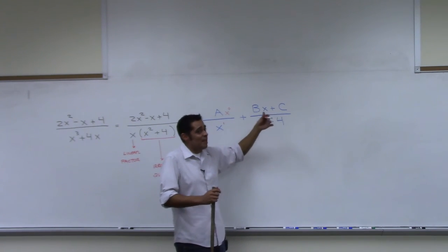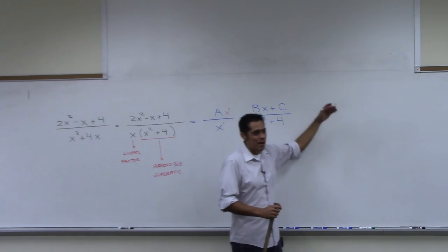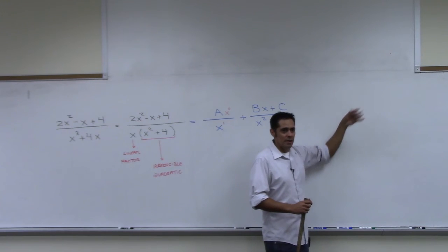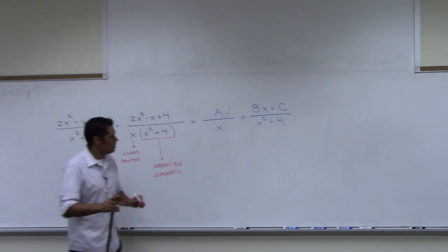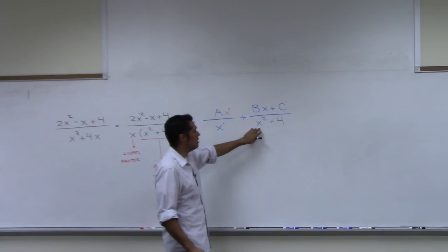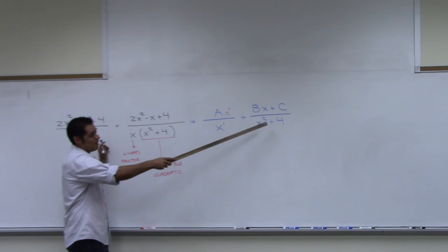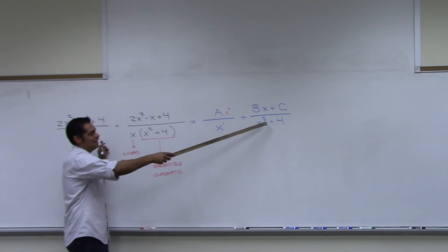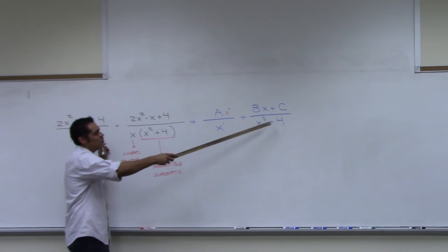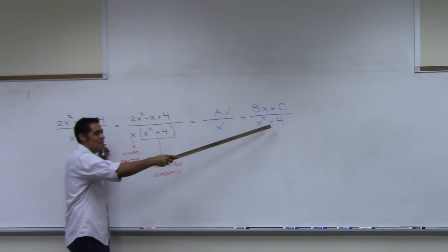And if you were to have a cubic on the bottom, you would put a quadratic on the top. And if you had a fourth degree, you'd put third degree, and so on and so forth. Now, we won't go there, and we don't even go there in Cal 2. We don't go past quadratics in Cal 2 either. But that's the concept: you want the denominator to be one power higher than the numerator. Or you could say you want the numerator to be one power less than the denominator.